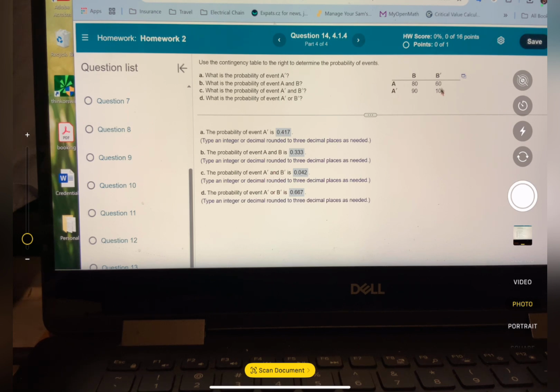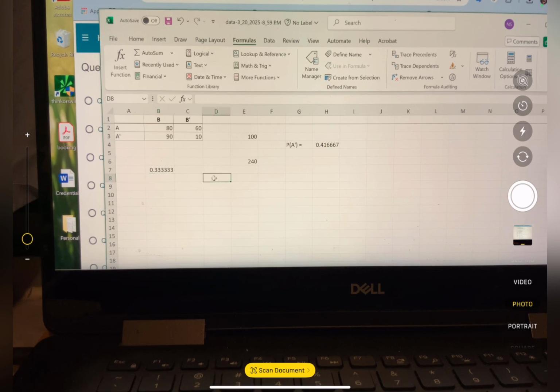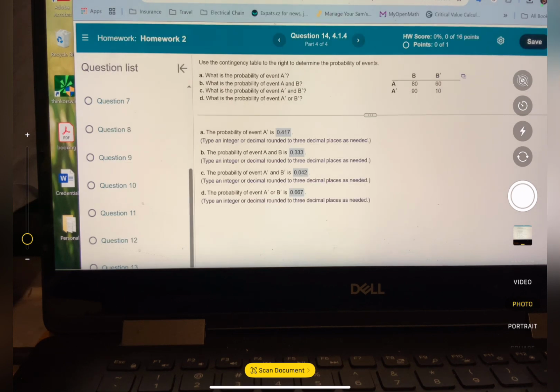Next, the probability of event A prime and B prime. Here is A prime and B prime. The intersection is 10. So we take 10 over 240, right? It's the grand total, 240. And we get 0.0416, rounded to 0.042.